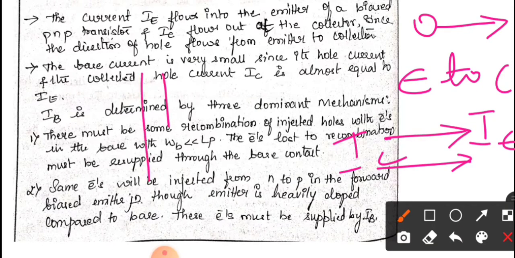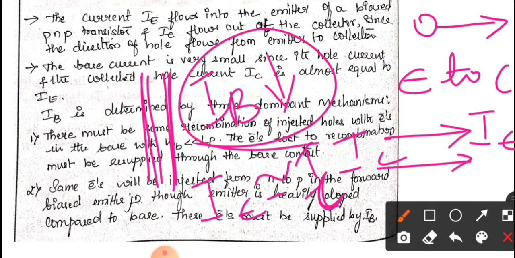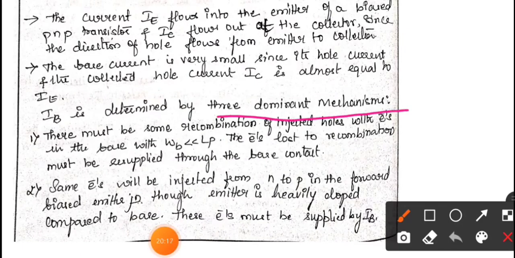So the base is lightly doped, so the concentration of electrons in the base is very small, and therefore the base current IB is very small. So we can write IE is almost equal to IC, or IC is almost equal to IE, as the base current is negligible. IB is determined by three dominant mechanisms.